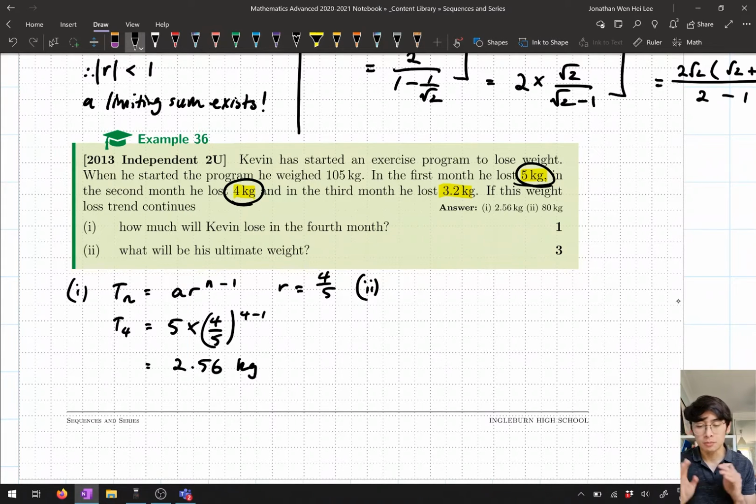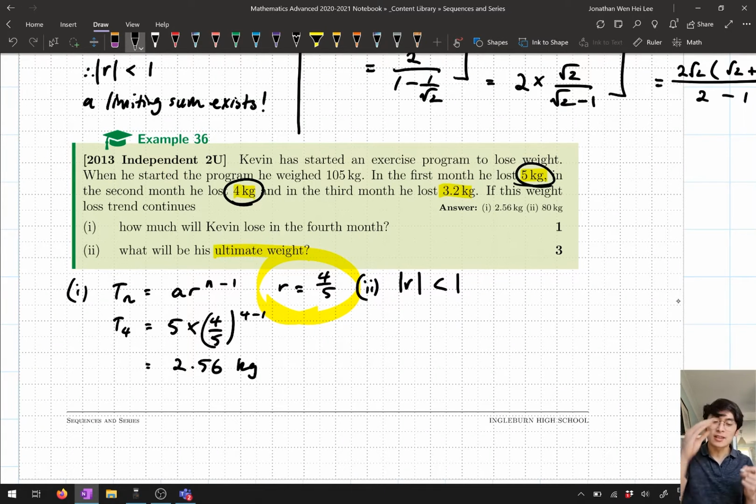Now, if you have a look at this, his ultimate weight is basically what will happen if he continues this weight loss pattern, and eventually we reach a target, a specific weight that he will get. If you have a look at the previous part, we had a common ratio of 4 over 5. 4 over 5 happens to be less than 1 and fits that criteria of absolute value r being less than 1. So when I see that common ratio being less than 1, that tells me I need to use a limiting sum. So I'm going to use that limiting sum formula.